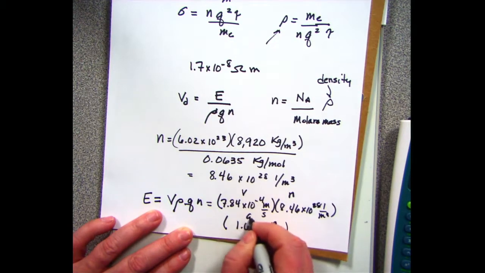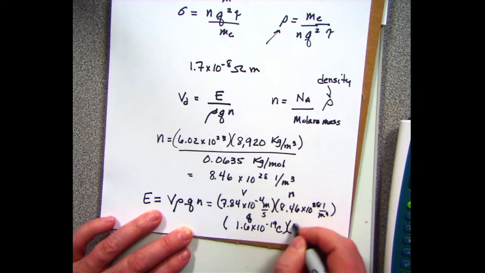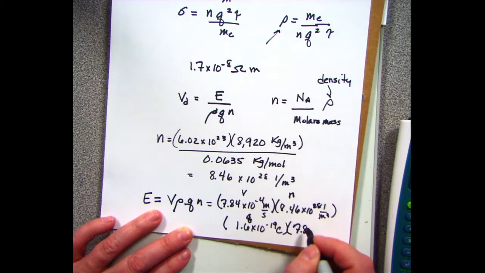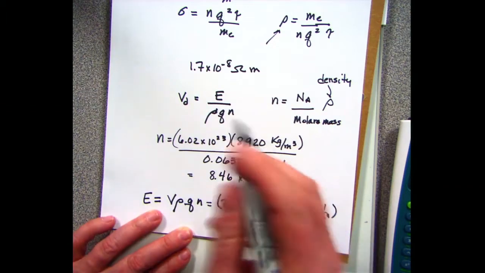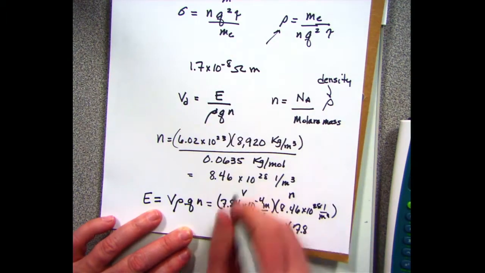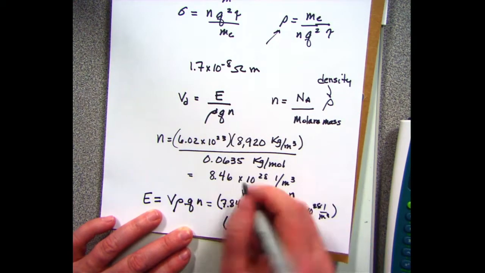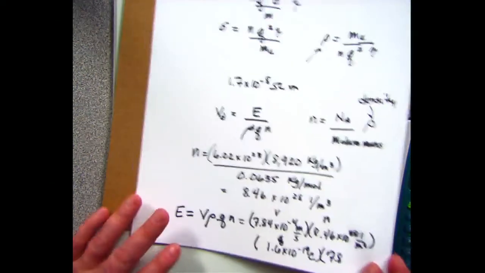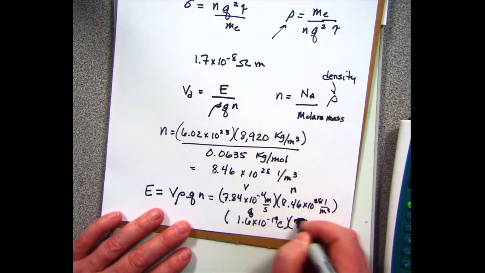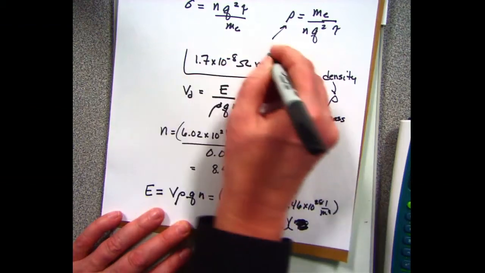Oh, we want this number: 1.7 times 10 to the minus 8 ohm meters. And when I plug all that into the calculator, it's going to give me 0.18 volt meters.